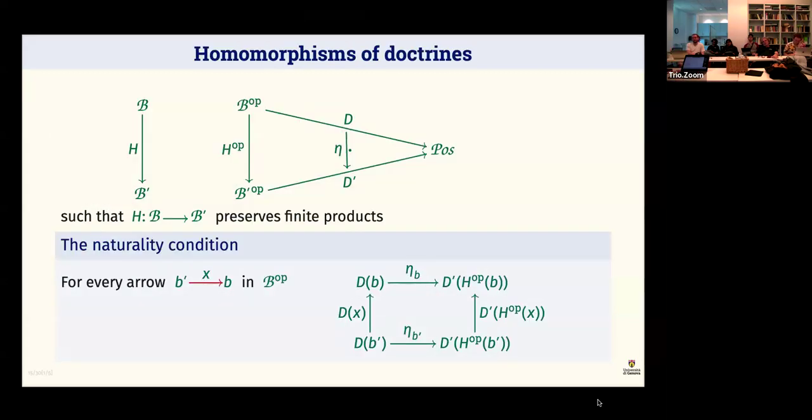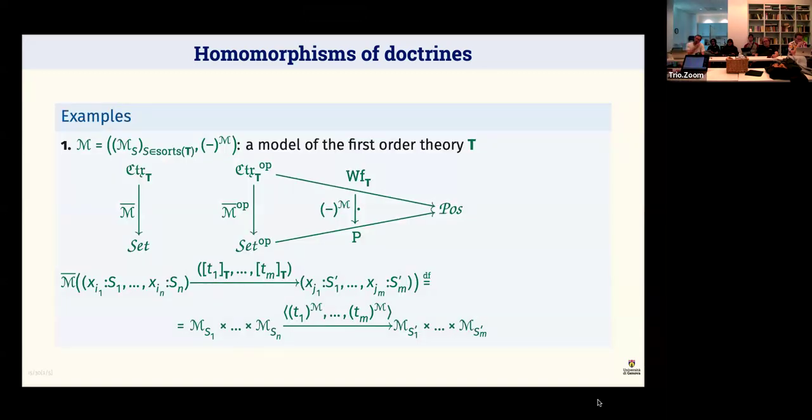And the naturality condition says that the family eta indexed by the objects of that category is canonical. Doing eta and then the action is the same as doing the action first and then eta. The eta I'm using is different because it changes index, but essentially the family together works coherently on all the fibers. And we'll see examples immediately of homomorphism of doctrines.